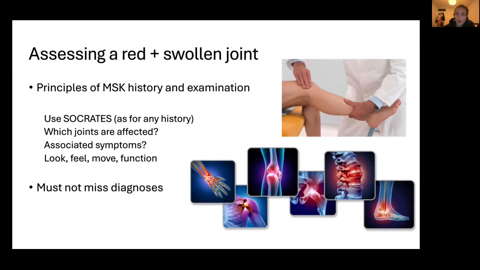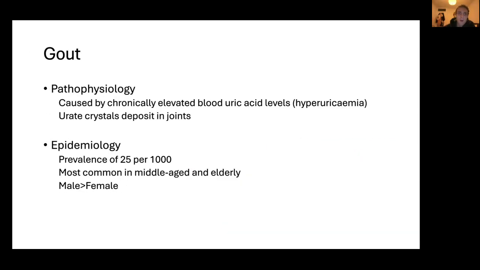So moving on, when we think about gout, it's caused by chronically elevated blood uric acid levels, sorry, not urea. So hyperuricemia. And what occurs in the disease process of gout is you get uric crystals depositing within the joint. Now, it's more common in men. It actually accounts for around 250,000 GP consultations each year. And we know it's more common with increasing age. So you can see there, it's most common in the middle-aged and elderly.